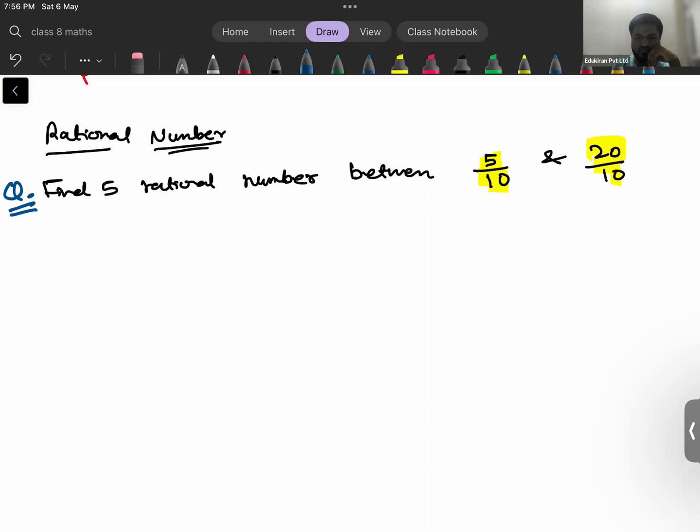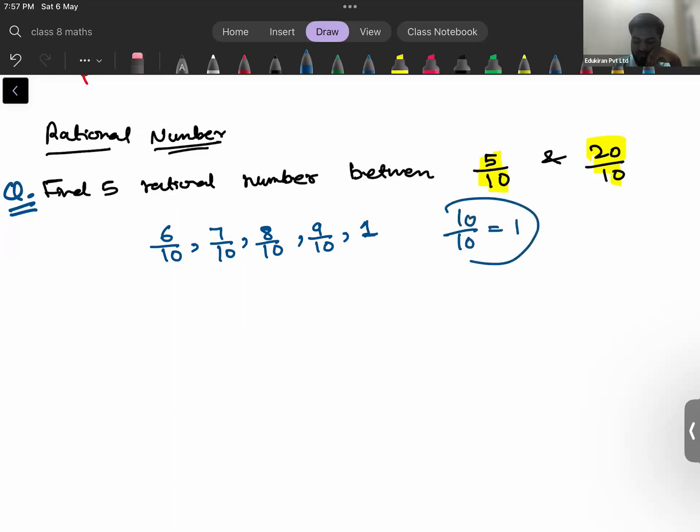Sure, sir. 6 upon 10, 7 upon 10, 8 upon 10, 9 upon 10, and 10 upon 10, or we can simply say that as 1. 10 upon 10 is 1. So these are the 5 rational numbers between 5 upon 10 and 20 upon 10.